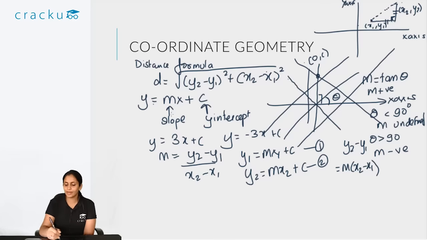As I said, the y-intercept is the point at which it crosses the y-axis. If you just substitute x is equal to 0 in the given equation of the line, you will get the y-intercept of the line. So that is the funda behind the slope of the line.